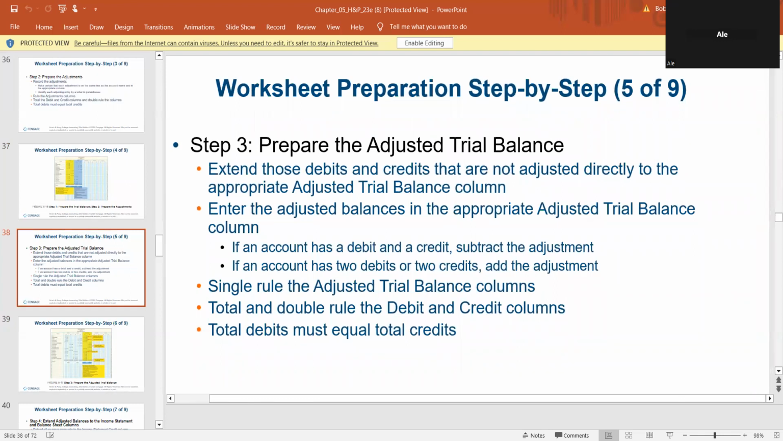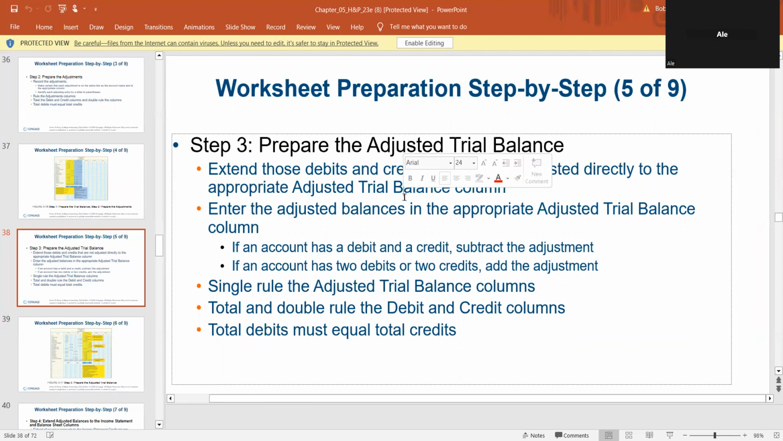Okay, now we're ready to prepare the adjusted trial balance. Ali, we had a beginning balance and we had a second pair of columns. We put the adjusting entries. Prepare the adjusted trial balance. Extend those debits and credits that are not adjusted directly to the adjusted trial balance column. If an account has a debit and a credit, you subtract. If it has 2 debits, you just add. It's just a matter of debiting and crediting with the rules we've learned.